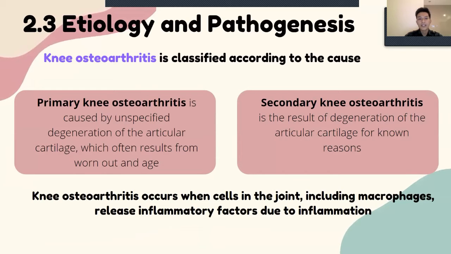Knee osteoarthritis is classified according to the cause. There are two: primary knee osteoarthritis, which is caused by unspecified degeneration of the articular cartilage, which often results from wear and tear or overuse with the age of the person.